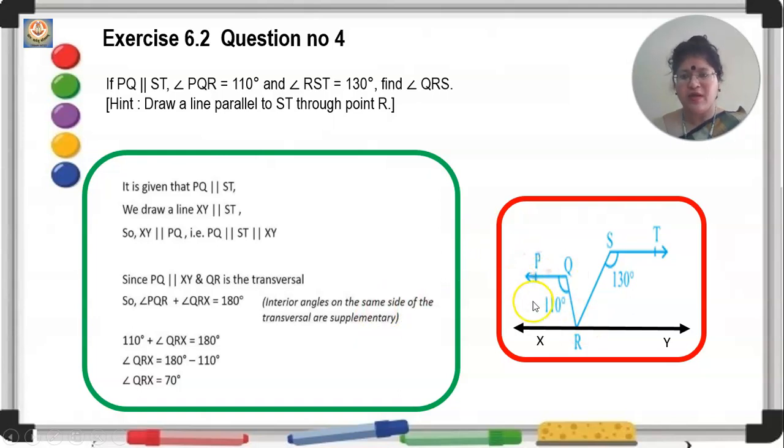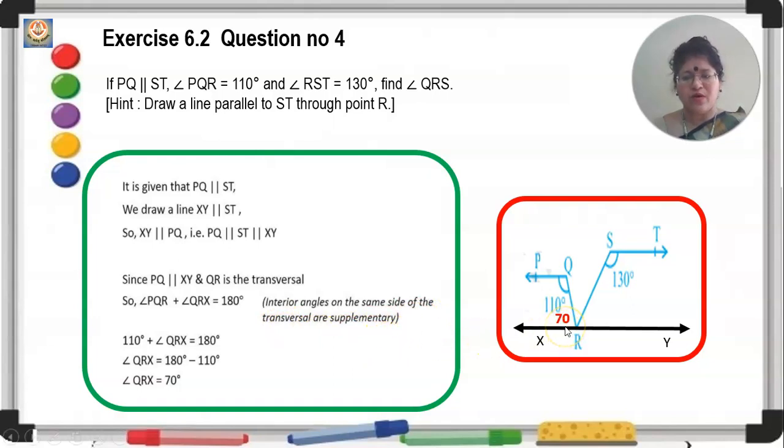So we start like this. QP, which is a ray, is parallel to line XY and QR is the transversal. So these two angles, that is RQP and QRX, don't they become interior pair of angles? So these two angles will be supplementary. So if angle Q here is 110 degree, what will be the measure of angle QRX? It will be 70 degree because interior angles on the same side of the transversal are supplementary.